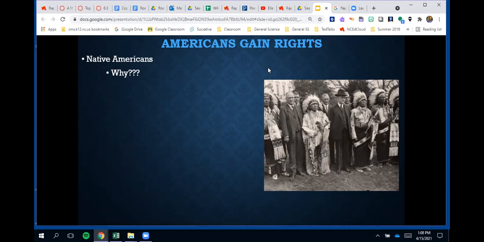Exactly. Whose land are we on? Native American land. Yeah. So that's kind of extremely messed up in my mind that they didn't have citizenship.